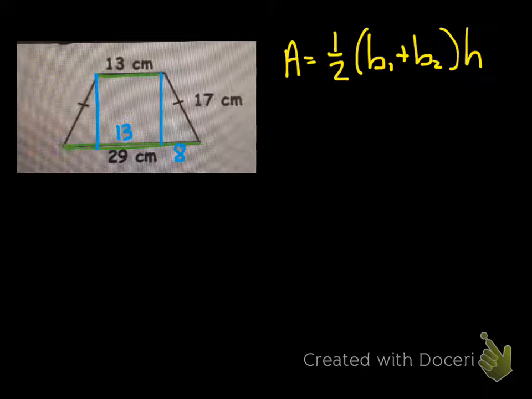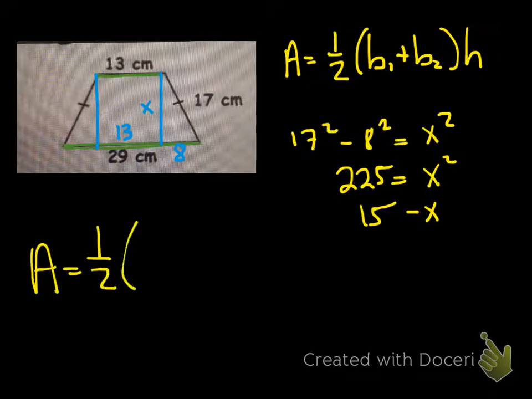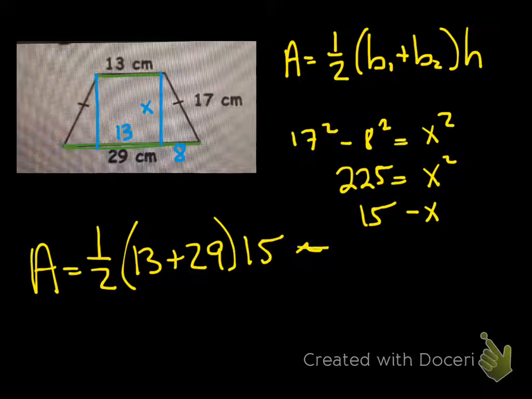So we're going to use the Pythagorean theorem to find the height. We're going to do 17 squared minus 8 squared, which is the same one that we just did. So x squared equals 225. x is equal to 15. So that is our height. Now the area is going to be 1/2 times 13 plus 29 multiplied by 15, and that is not approximate, that's going to give you exactly 315 centimeters squared.